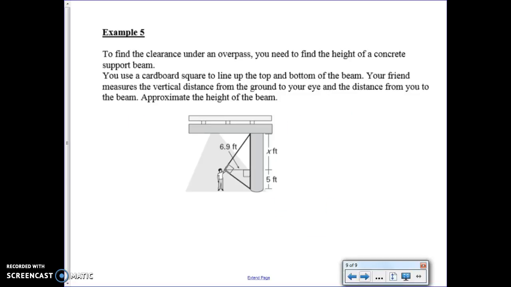We'll do one more problem here in the notes, and then we'll talk about this in class again. We're going to spend quite a bit of time on this.